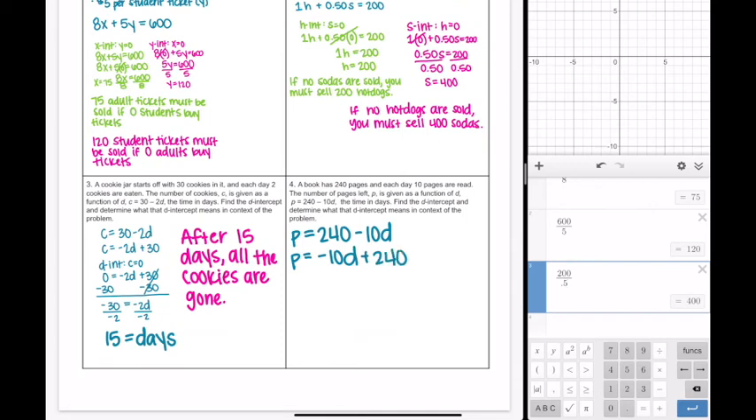And now we want to find the D-intercept. So the D-intercept happens when P is 0. So if P is 0, then 0 equals negative 10D plus 240. So remember that this means that our initial amount of pages is 240, and that's going down by 10 per day.